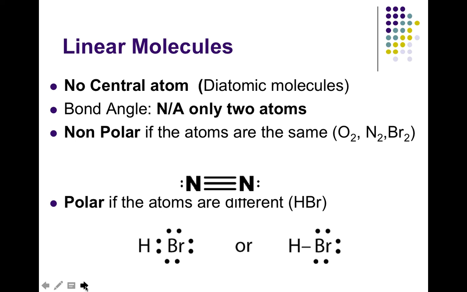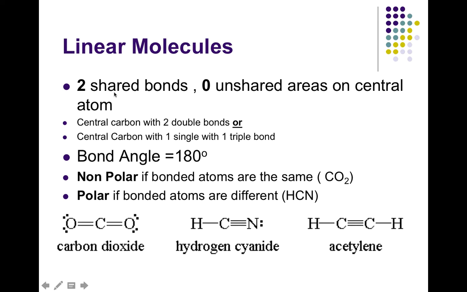Now we're going to do the next row. This is where we're talking about three atoms bonded. So you'll see in the second row it says areas of shared electrons on the central atom. So another linear molecule is two shared bonds and no unshared areas on the atom. Underneath you should write a central carbon with two double bonds, or a central carbon with a single and one triple. In the second column, you'd write linear, and the bond angle would be 180. It's nonpolar if the bonded atoms are the same, and it's polar if the bonded atoms are different.